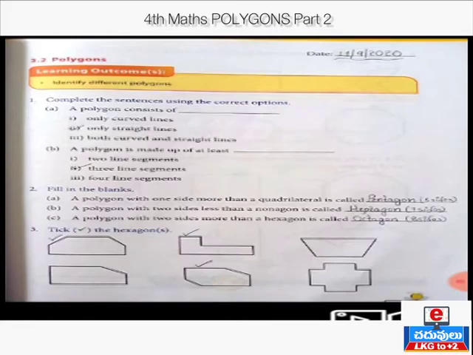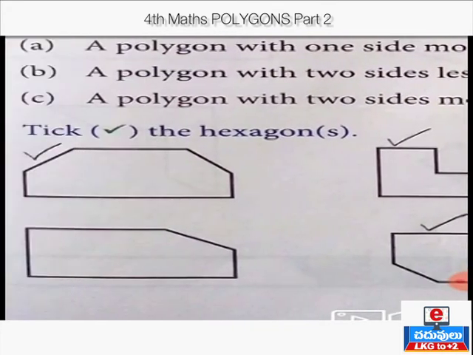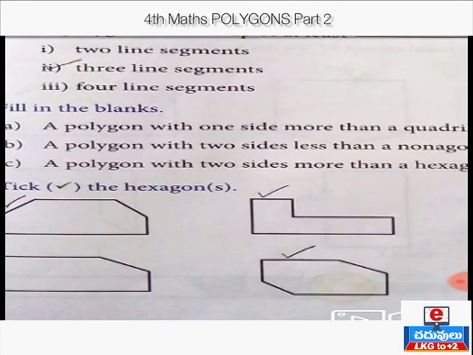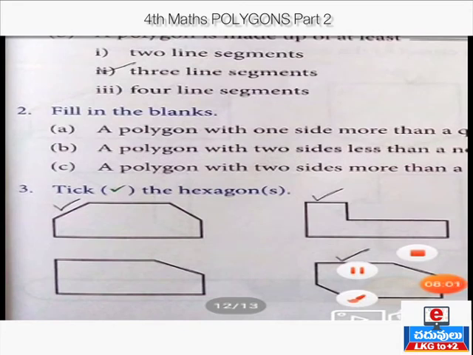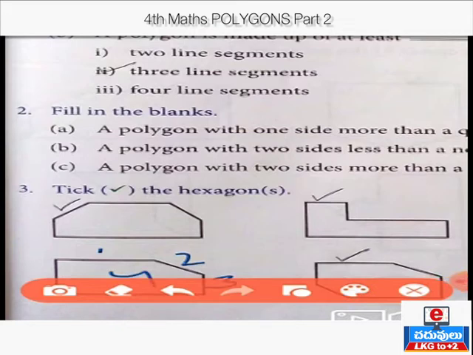Coming to the lower diagrams. How many sides will be there? The first one, I count it here. Lower one: 1, 2, 3, 4, 5. Is a 5-sided figure a hexagon? No. It is not a hexagon.